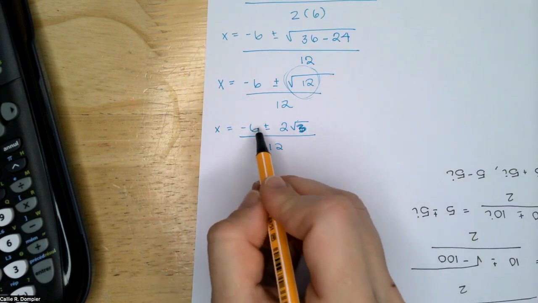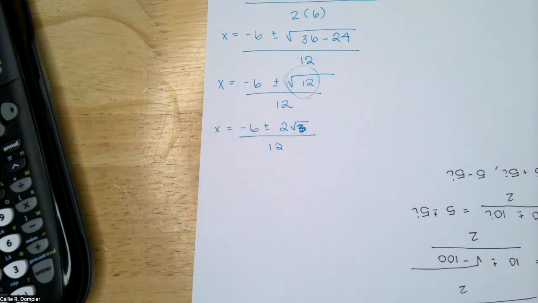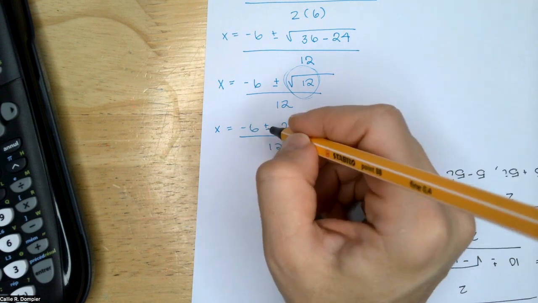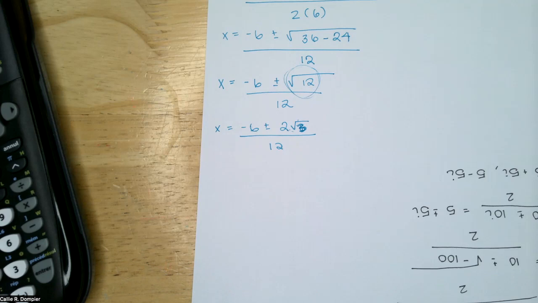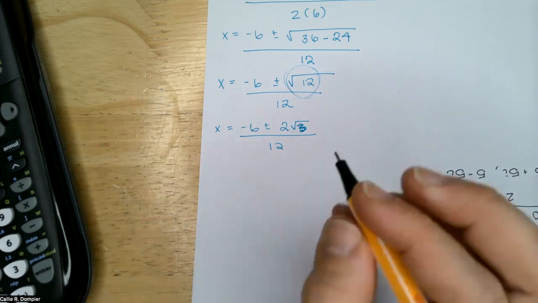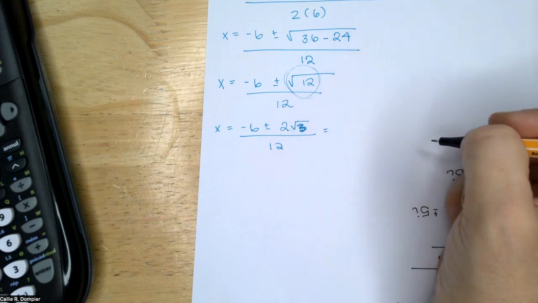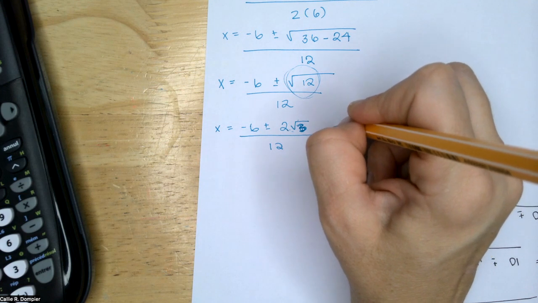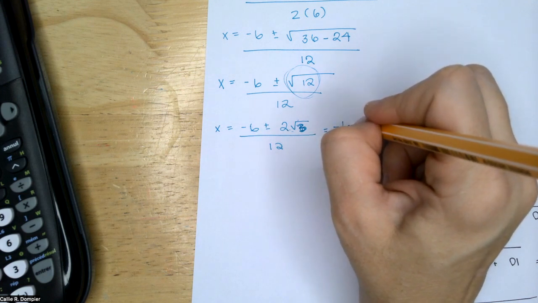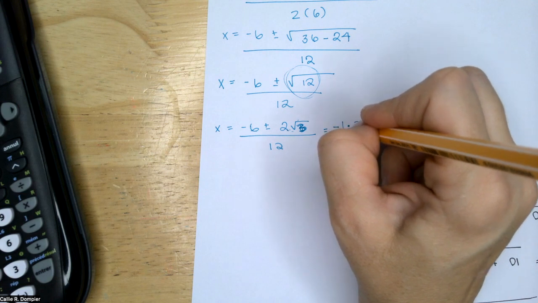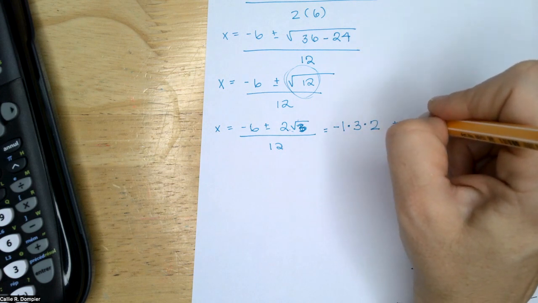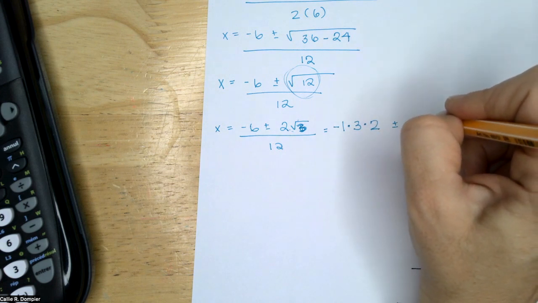These are not like terms, so we cannot combine them. So now we're going to move on to dividing by 12. Negative 6 divided by 12. Previous to this, we only had 2 down here, and we had even numbers up here that could be divided by 2. That's not the case with this one. Negative 6 divided by 12, all we can do is simplify it, okay, into its prime factorization. Negative 6 is a negative 1 times 3 times 2, right? Plus or minus 2 square root of 3.